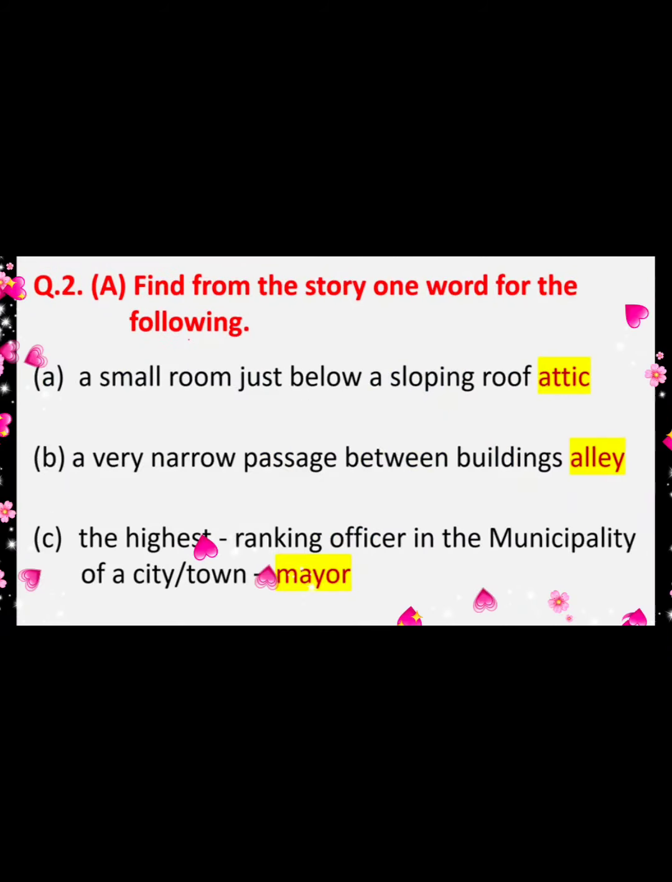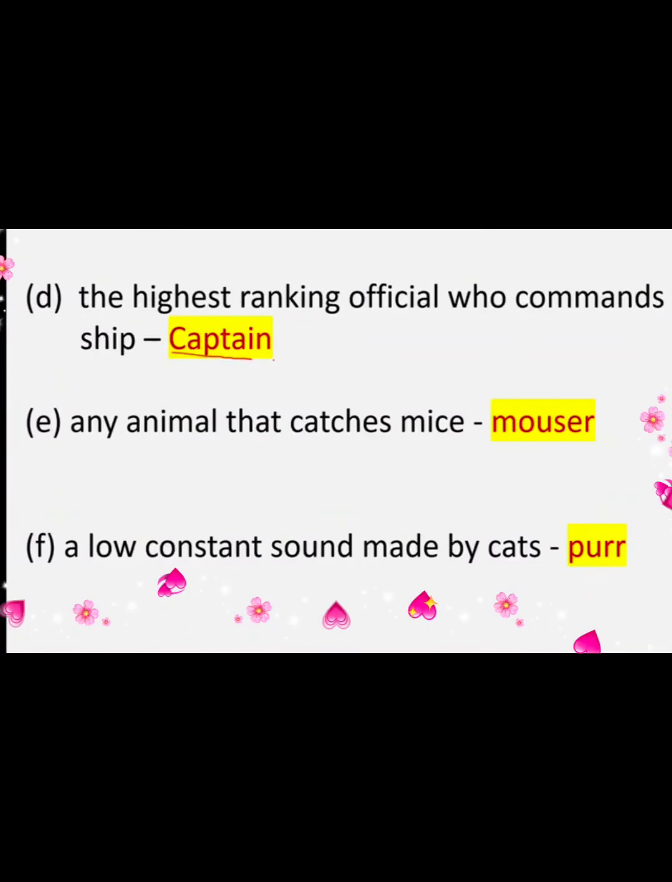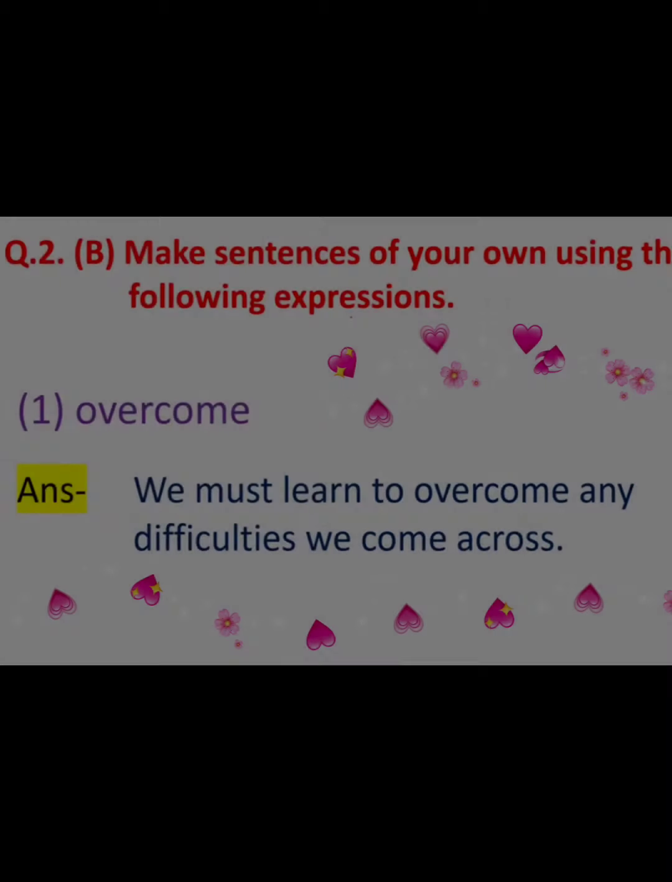Next we have to find the meanings. A small room just below a sloping roof: attic. A very narrow passage between buildings, which I have taught you: alley. The highest ranking officer in the municipality of a city: mayor. The highest ranking officer who commands a ship is called the captain. Any animal that catches mice is a mouser. A low constant sound made by cats is a purr.